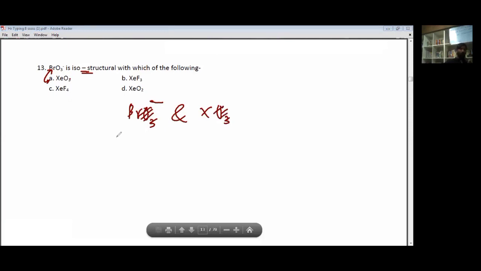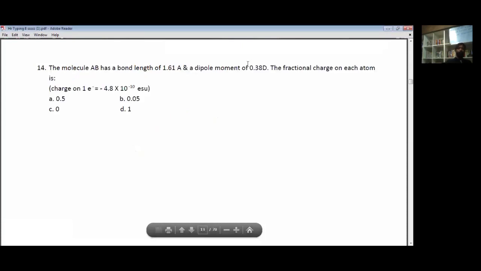So here the valence electron of bromine is 7, plus a negative charge means 1 electron. So this will be 8. Here this is not Xe, xenon itself has 8 valence electron. So in these two examples, valence electrons are same. So if the valence electrons are same, they are isostructural. So XeO3 will be the answer. Okay. Moving to the next question.